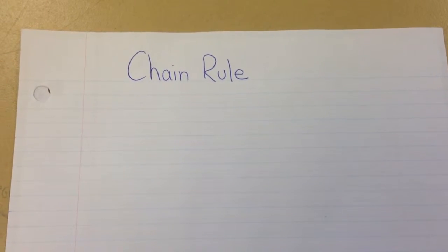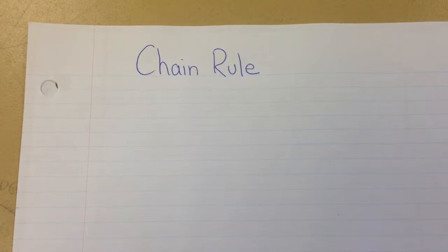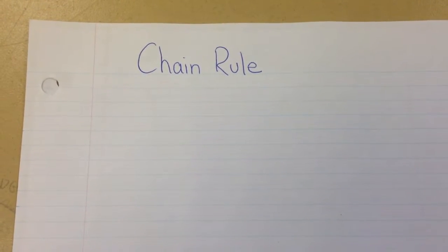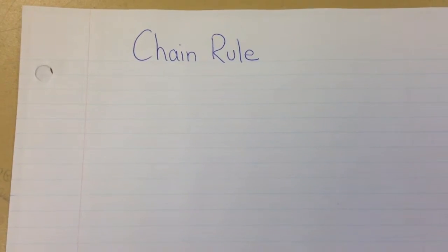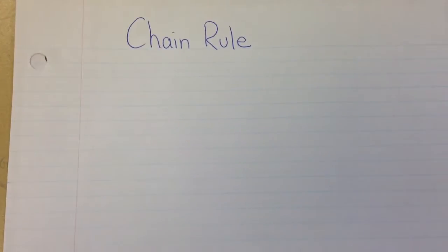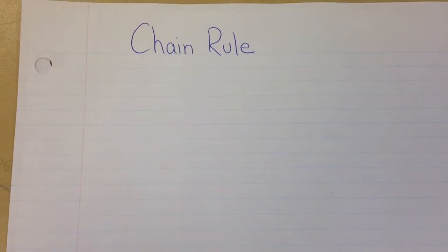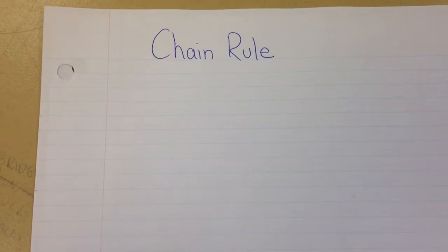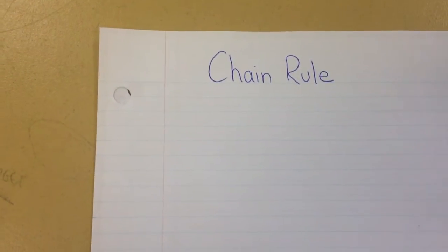Hello, so today we're going to be looking at the chain rule as it applies to calculus. The chain rule is a formula for computing the derivative of the composition of two functions. Say if f and g are functions, the chain rule will express the derivative of their composition f of g. So we can put this into a form that we'll understand.